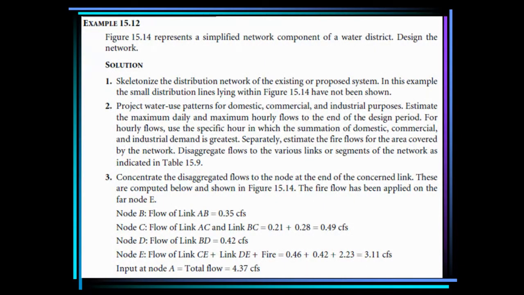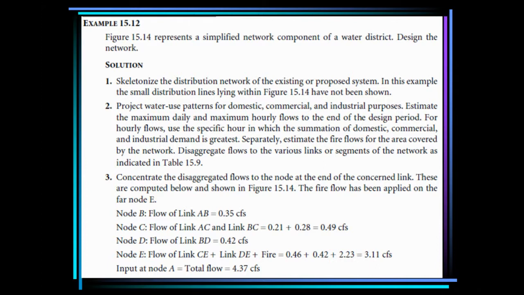Here we will exemplify the design of a simple distribution network. We use the same pipe network that we analyzed using the Hardy Cross method previously, in figure 15.14, which represents a simplified network component of a water district, and we want to design the network. So what are the steps? We skeletonize the distribution network of the existing or proposed system. In this example, the small distribution lines lying within the figure have not been shown. We just show the main lines.